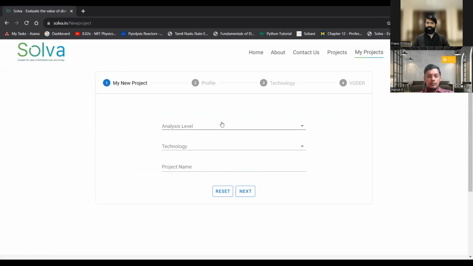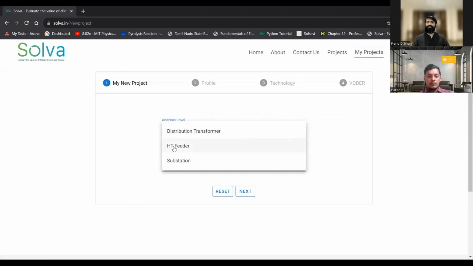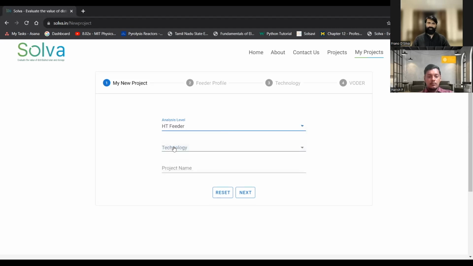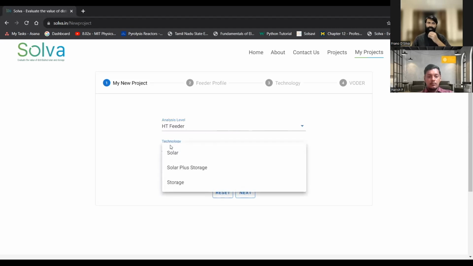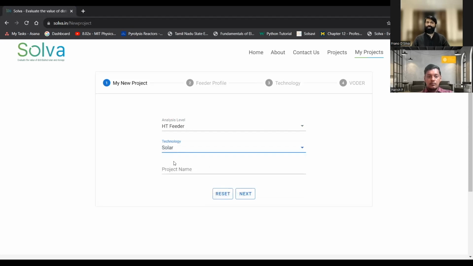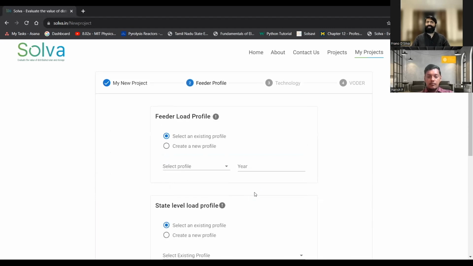For this simulation, we will do a high tension feeder level analysis. So I select a high tension feeder, and we will pick a technology that is only solar case. The other options are we could do an analysis with solar plus storage as well as only storage. Taking only solar as a technology for this scenario, we have to provide a unique name. I give today's date and proceed by clicking next at the bottom of the page.